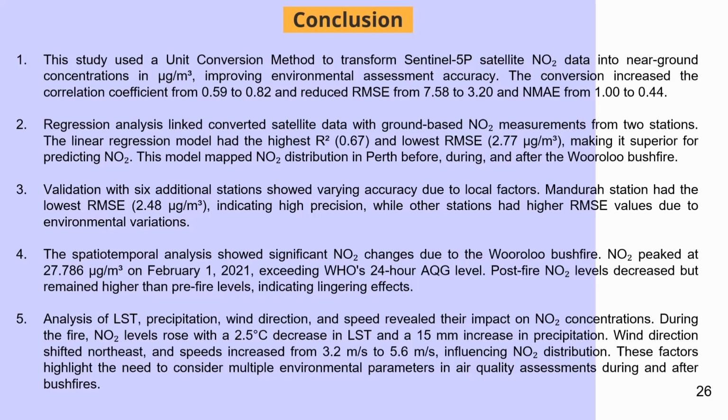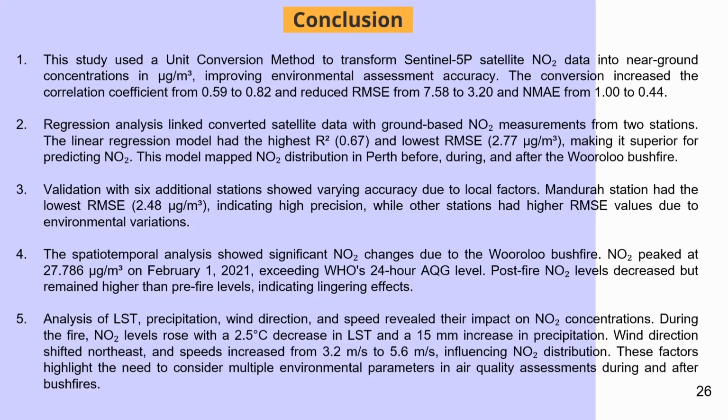The spatiotemporal analysis showed significant nitrogen dioxide changes due to the Whirl Bushfire. Nitrogen dioxide peaked at 27.7 microgram per cubic meter on 1st of February 2021, exceeding WHO's 24-hour air quality guideline level. Post-fire nitrogen dioxide level decreased but remained higher than pre-fire level, indicating the fire effects, and also analysis of land surface temperature, precipitation, wind direction, and wind speed revealed their impact on nitrogen dioxide concentration.